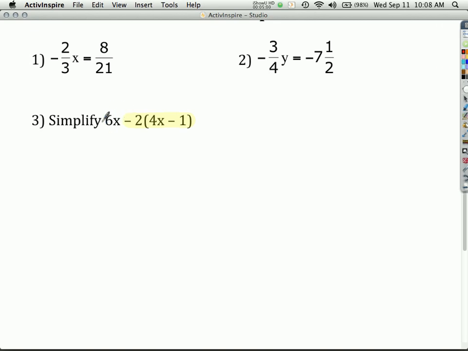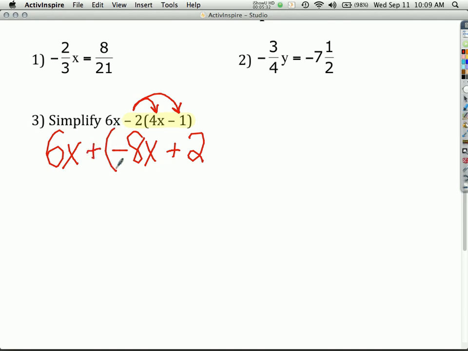So for the moment, we're going to ignore the 6x. We'll use that in the second step. And we're going to distribute here and here. Let's do the first arrow. What do we get when we do -2 times 4x? Catalina? -8x. Very good. We get a -8x. What do we get when we do -2 times -1? -2 times -1. Kayla? +2.